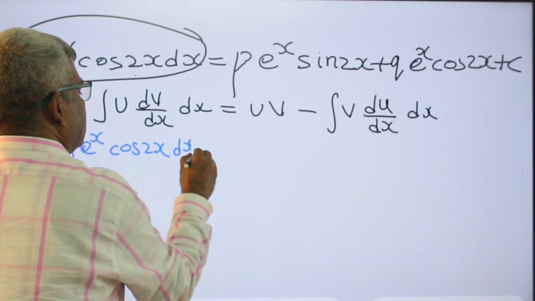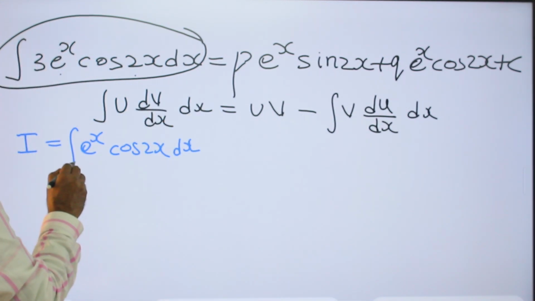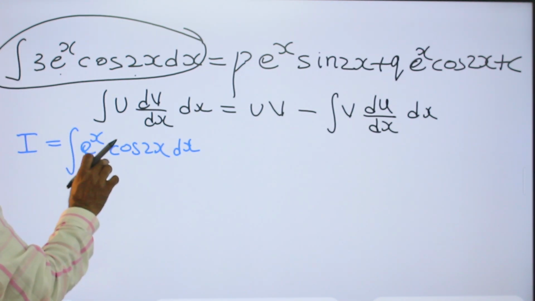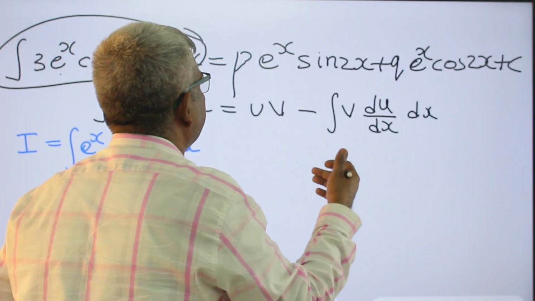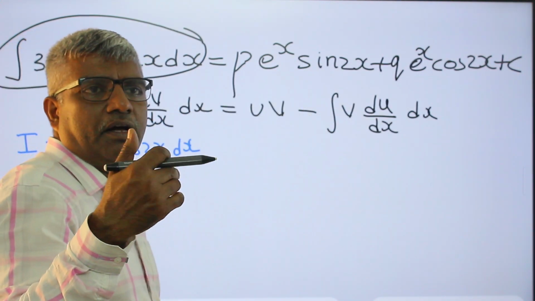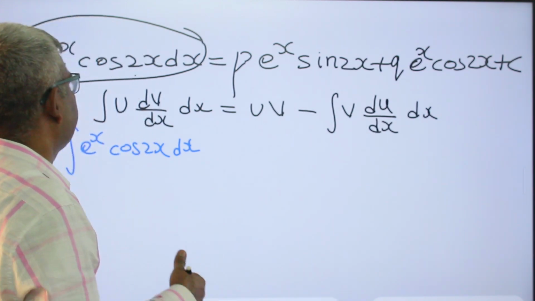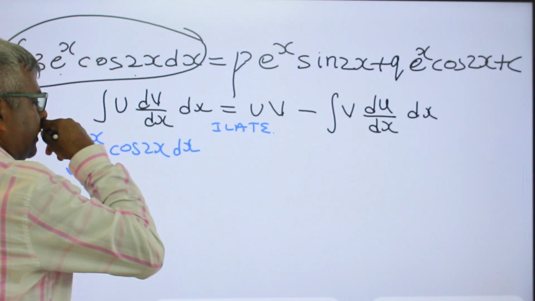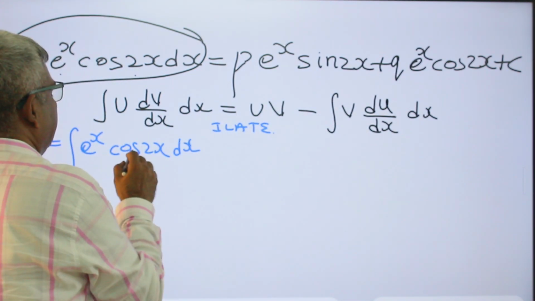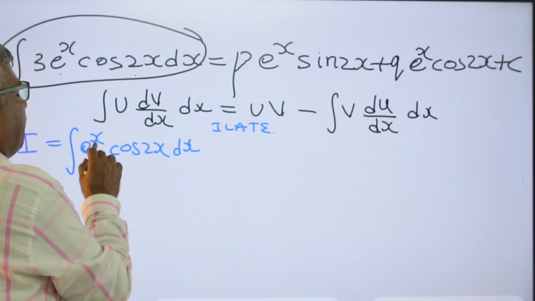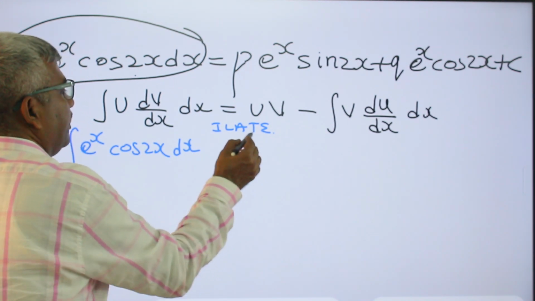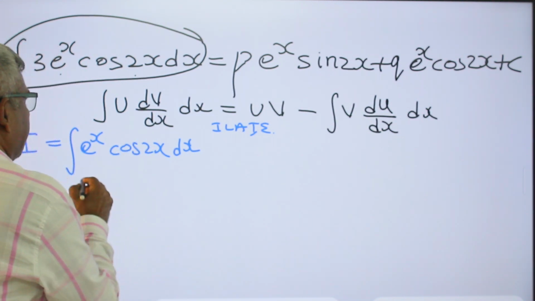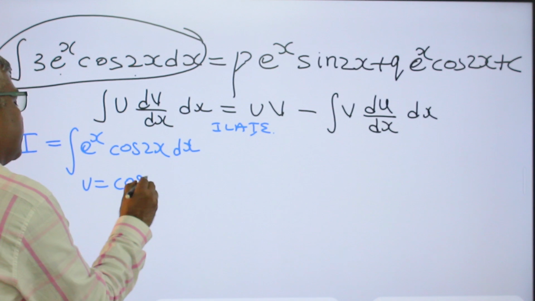Now, here what is u? U is cos 2x. You can take anything as u, but when you are going for higher studies, you have to choose as per the order: inverse, log, algebra, trigonometry, exponential. Now e power x is exponential, cos 2x is trigonometry. So first prefer u is equal to cos 2x.